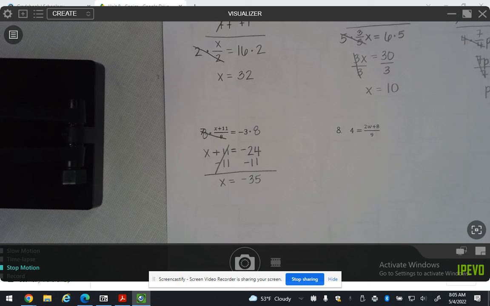You're going to do almost the exact same thing. Get rid of the denominator. Multiply. Cover up your variable.